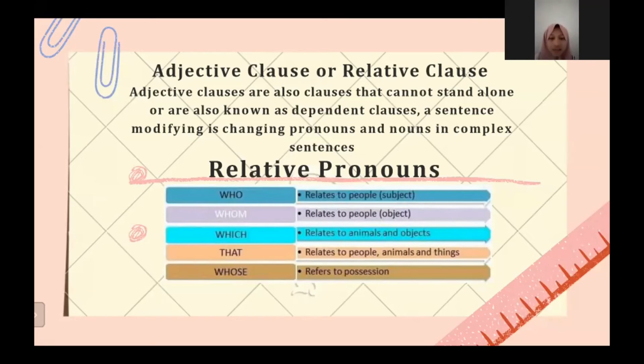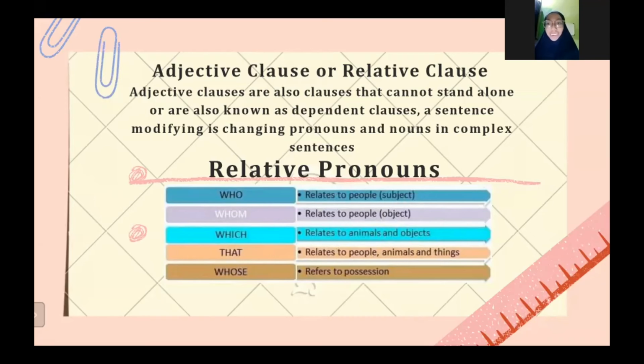Okay, well, all right. The conclusion from the definition of a relative clause itself is a clause that cannot stand alone, also known as a dependent clause, and can also be understood in other meaning: a sentence modifying, changing a pronoun and noun, is a complex sentence. What about you, Lily?